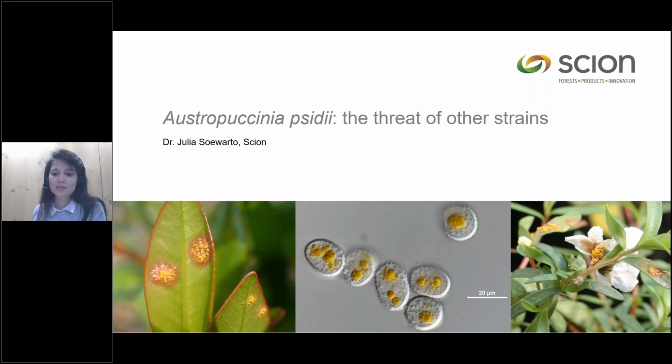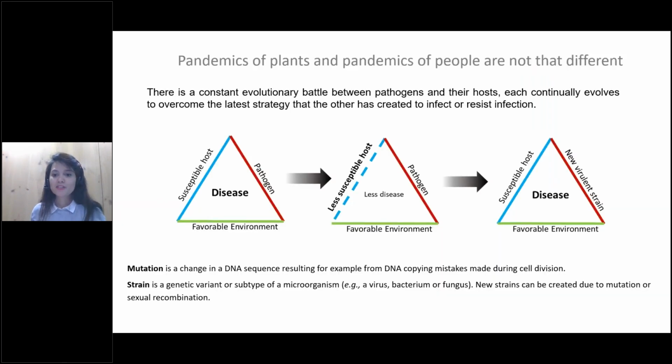So today I will be talking about the different strains of Myrtle Rust and why they represent a biosecurity threat for New Zealand and for all countries that have a rich biodiversity of Myrtaceae plants. COVID-19 has taught us a lot about pandemics and epidemiological terms, and we can actually draw some parallels between pandemics in plants and the COVID-19 situation.